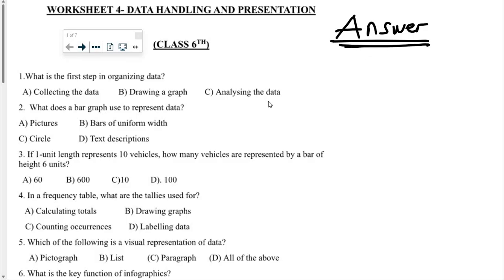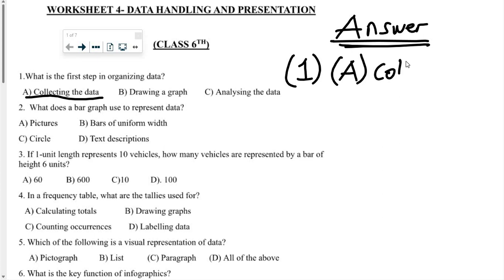So what is the first step in organizing data? The first step in organizing data is option A. So you write here question number 1, option A in a capital letter, and you write the sentence: collecting the data.